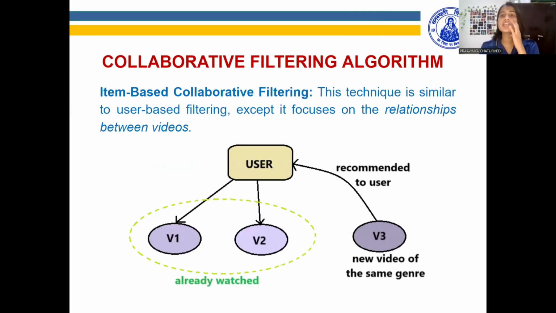This is a similar technique to user-based filtering, except here, it focuses on the relationship between the videos rather than two different users. So let's say there's a user who has watched two videos, video 1 and video 2, which is of the same genre. Let's say both of them are stand-up comedies.